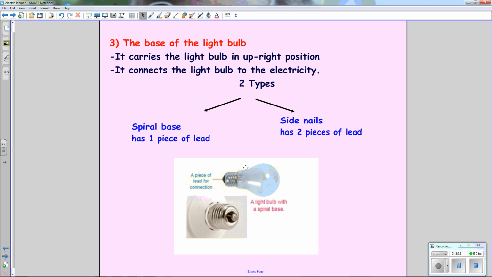And we have two types of base of the light bulb. I'm sure you have already seen these two types: a spiral base and two side nails.